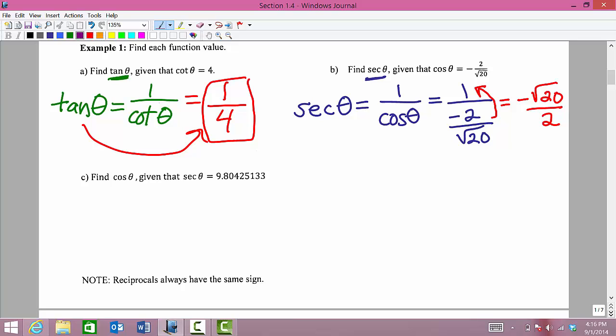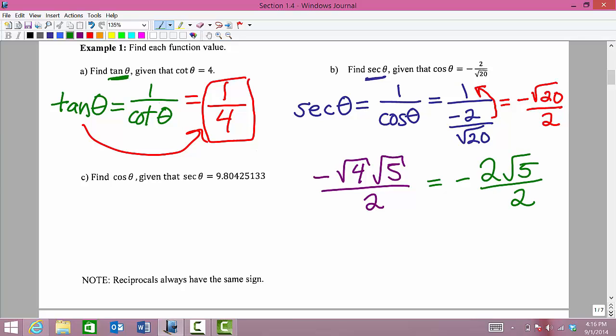So this is our secant theta value. However, we do want to simplify and rationalize as much as possible. Square root of 20 can actually be simplified. Let's rewrite it: square root of 20 would be 4 times 5. We want the largest perfect square that divides evenly into 20 in the front, and we know that the square root of 4 is, of course, 2.